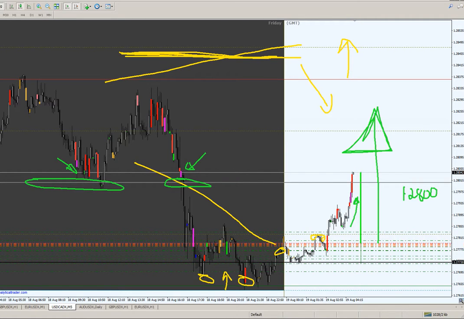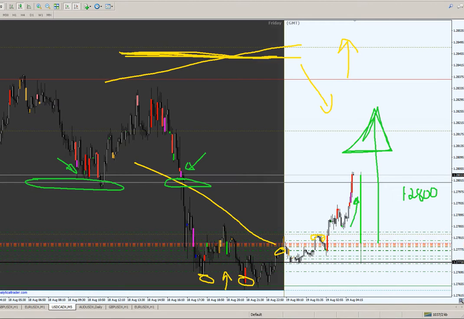This looks very tasty. So what will be my target? My target will be the 2840 level, which happens to be the 61.8 fib of the decline that we saw from yesterday's high to previous day's low. Understand? Perfect.